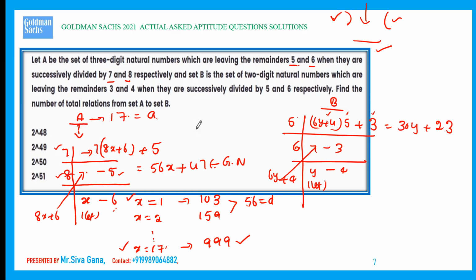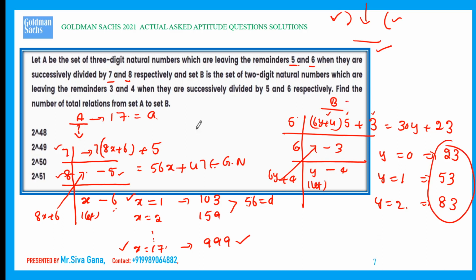These are the two-digit numbers, which means for y equal to 0 the first number is 23, for y equal to 1 the second number is 53, for y equal to 2, 60 plus 23, that is 83. If I put y equal to 3, I will get a three-digit number. So only 3 numbers. Set B consists of 3 numbers. Let us say this is small b.